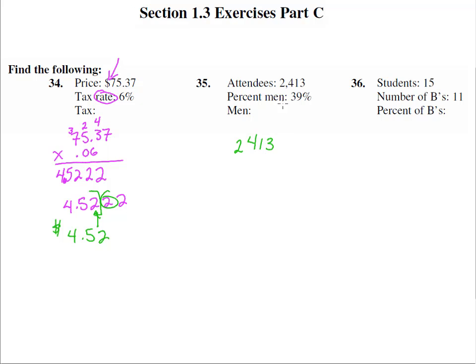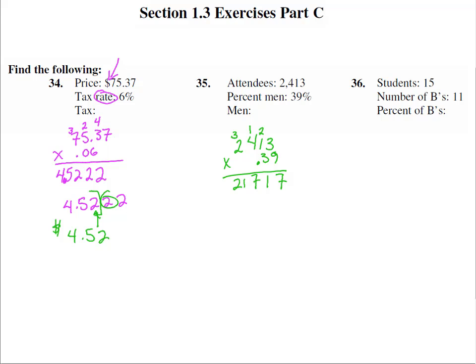2,413. And 39% of them were men. So we're going to times it by 0.39. Now again, 2 decimal places to turn that into a decimal in order to multiply it. 9 times 3 is 27, or 7, carry the 2. 9 times 1 is 9, plus 2 is 11, carry a 1. 9 times 4 is 36, plus 1 is 37, that carries a 3. And 9 times 2 is 18 plus 3 is 21.